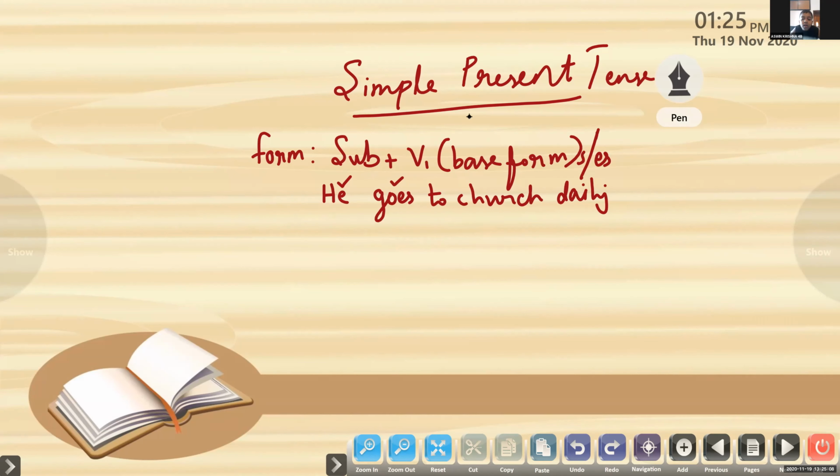We need to write in the rough book. In the rough book. Okay, so how to form a sentence in simple present? There should be a subject and V1 form.